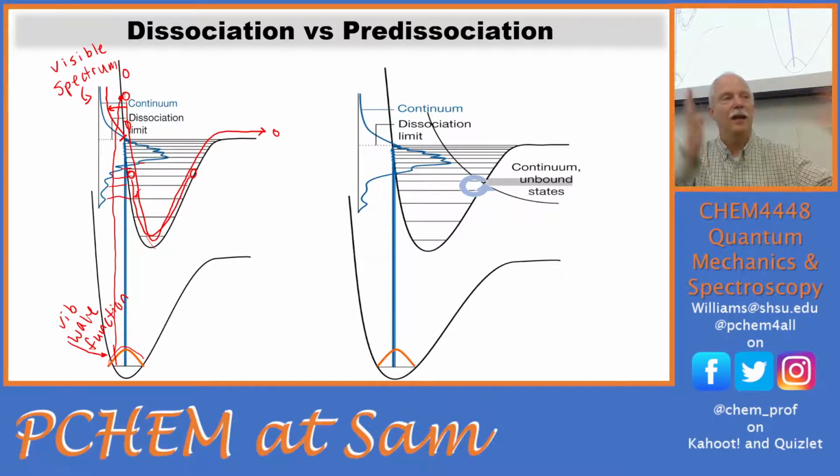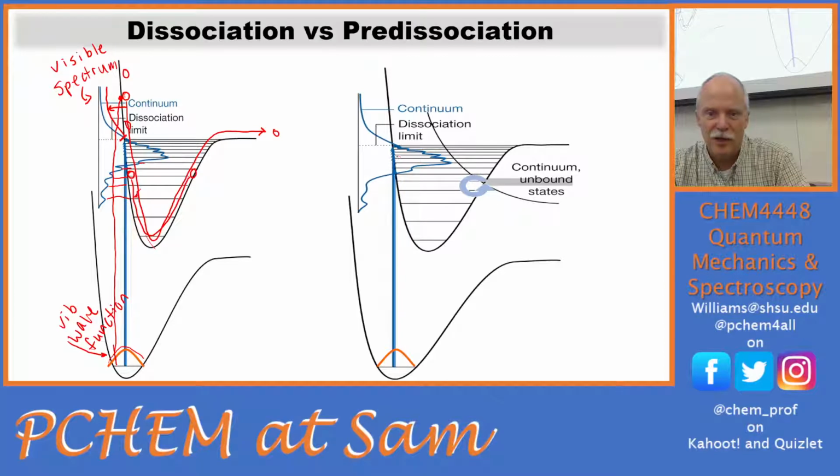So that's the one on the left, dissociation. Once I get above a certain energy, then I'm breaking the molecule apart. And you'll see that in the iodine lab. You'll see these peaks get closer and closer together from anharmonicity, and then it'll be a continuum. And then you're done.